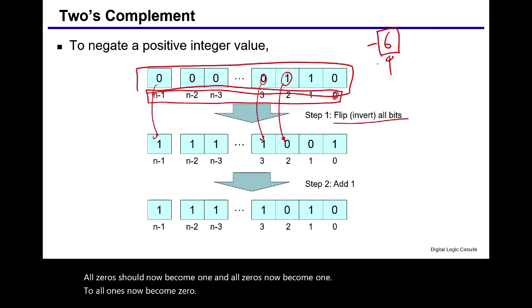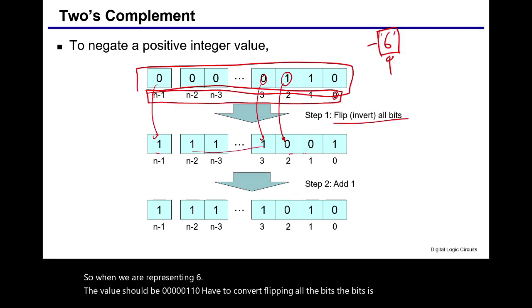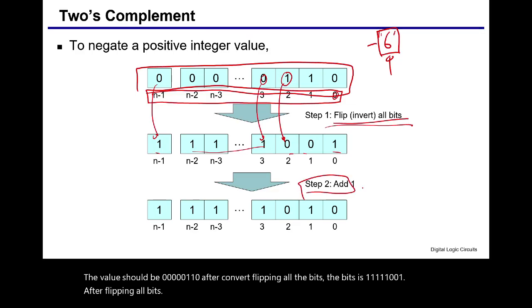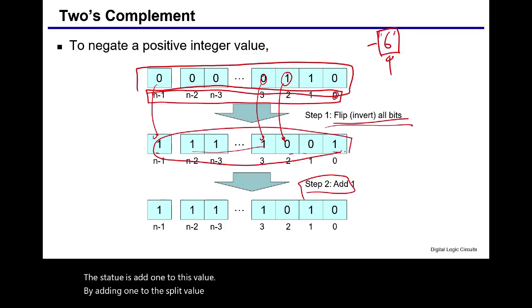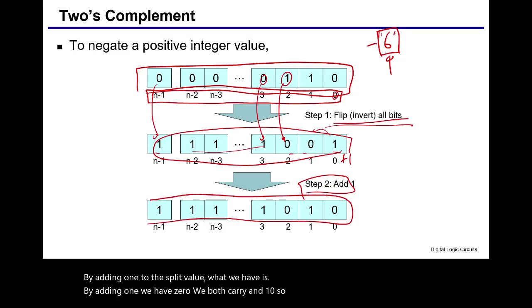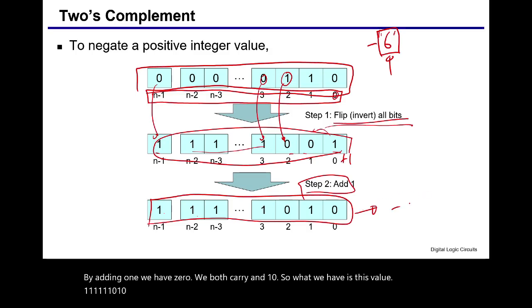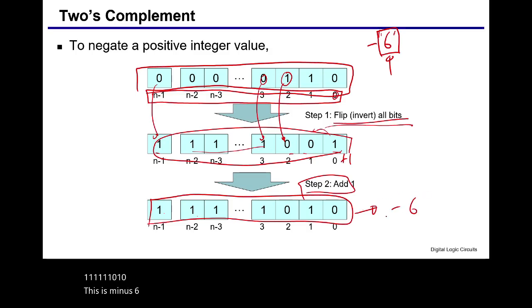So when we are representing 6, the value should be 0, 0, 0, 0, 0, 1, 1, 0. After flipping all the bits it is 1, 1, 1, 1, 1, 0, 0, 1. After flipping all bits, step 2 is to add 1 to this value. By adding 1 to this flipped value, we have 0 and carry, and 1, 0. So what we have is 1, 1, 1, 1, 1, 0, 1, 0. This is -6 in two's complement number.